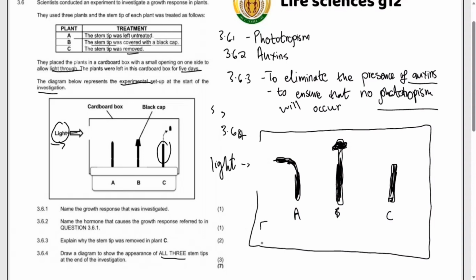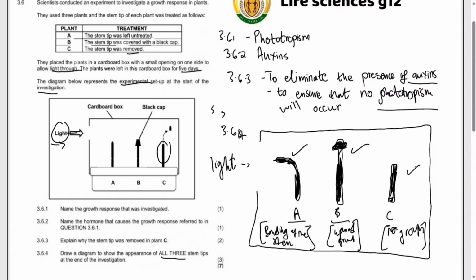So here we are just having what? Bending of the stem towards the light. Here we are just having what? Upward growth. Then in C, no growth. So you just draw A, B, C, and you'll get 1 mark here, 1 mark here, 1 mark here. Therefore, this will just be your black cap.